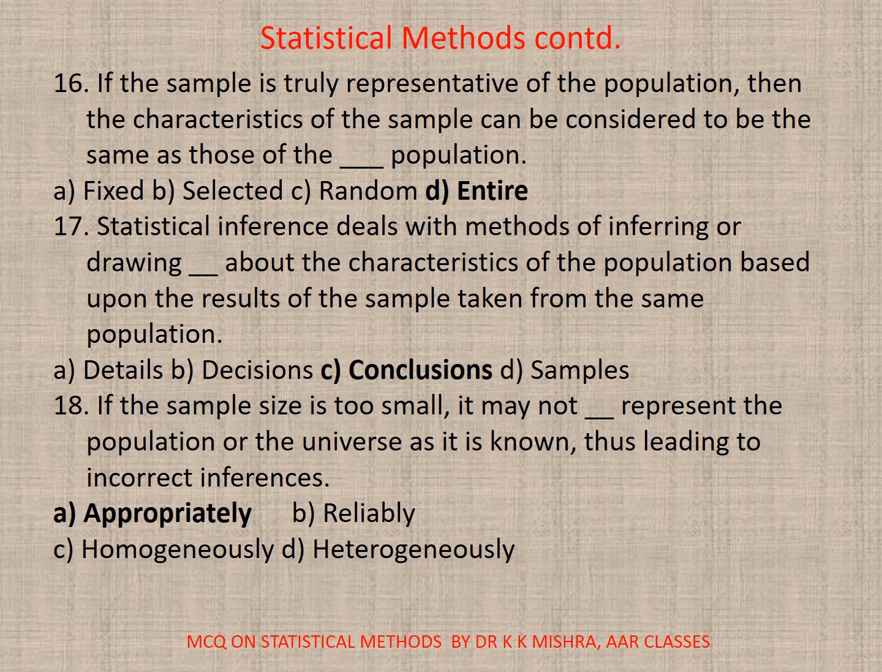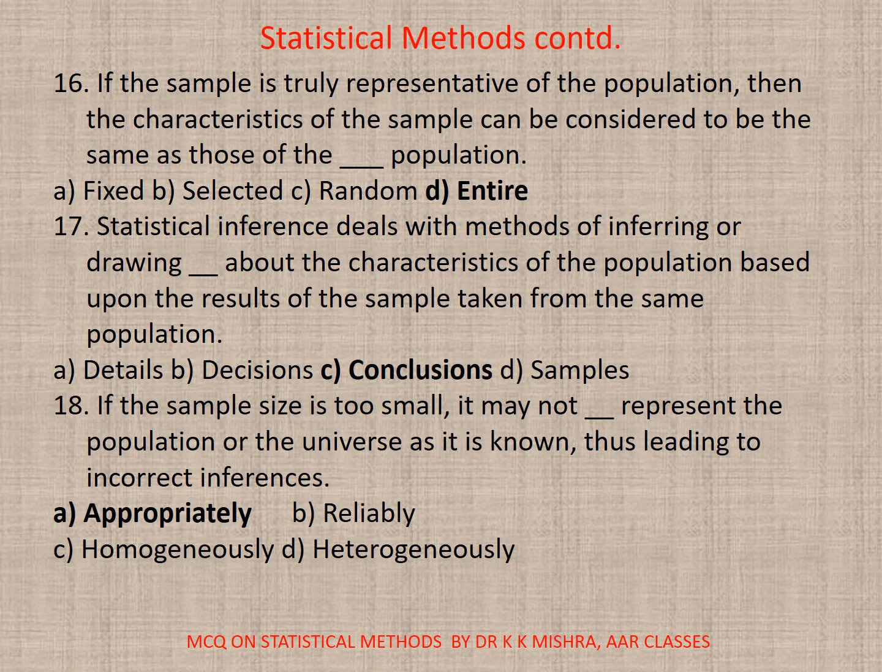17. Statistical inference deals with the methods of inferring or drawing dash about the characteristics of the population based upon the results of the sample taken from the same population. A. Details, B. Decisions, C. Conclusions, D. Samples. Here correct option is C.